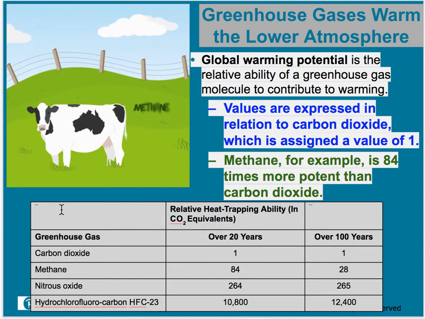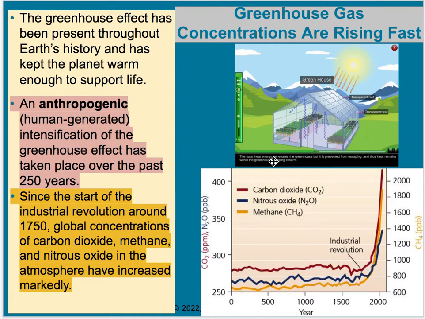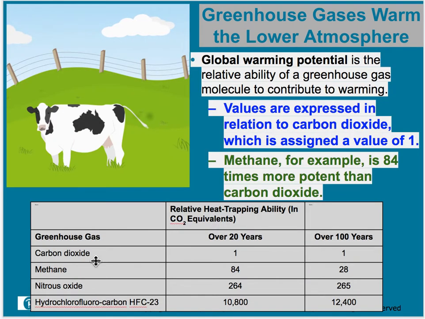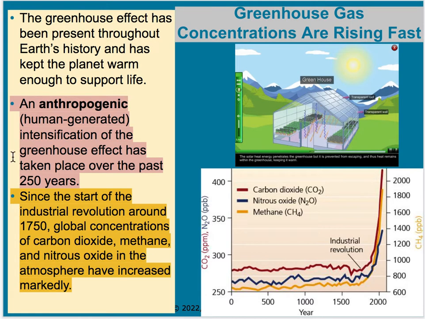And then hydrochlorofluorocarbons, which are commonly used in refrigerants, are much stronger. Let me go back up. It was like 10,000 times stronger than just one carbon dioxide. So those are the dangers of that. A lot of human-generated changes, a lot of human activities, have caused more of these chemicals to be in our atmosphere.